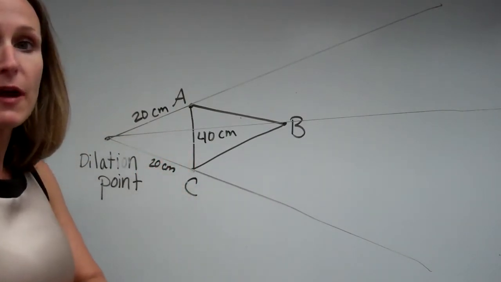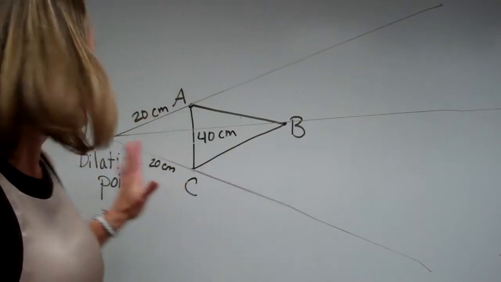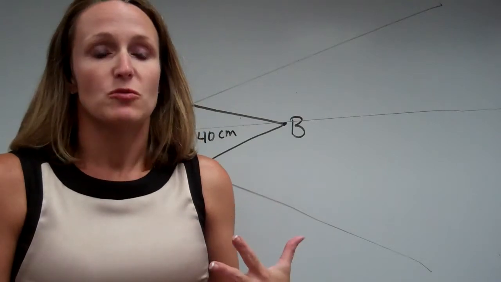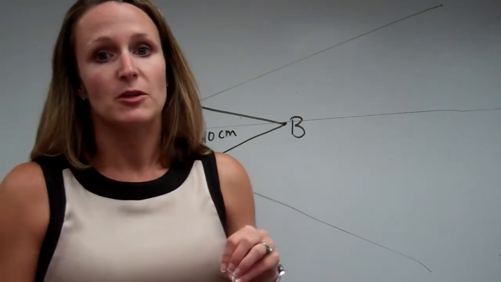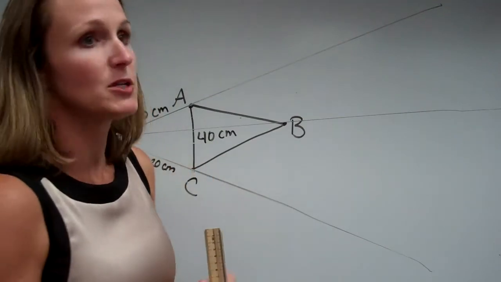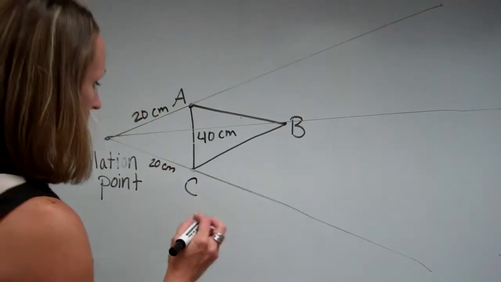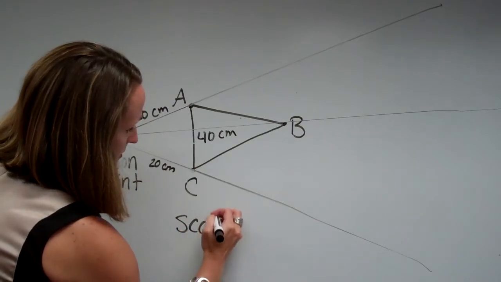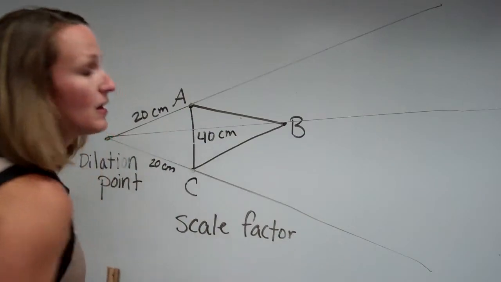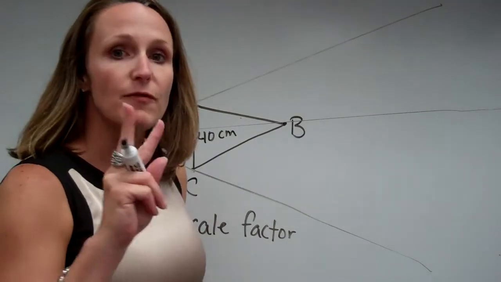All right, so now that we know the distance from our dilation point to each of our vertices, we want to decide how much we want to dilate this. How much larger or smaller do we want the image to be than the pre-image? We're going to use something called a scale factor. For this figure, I'm going to use a scale factor of 2.